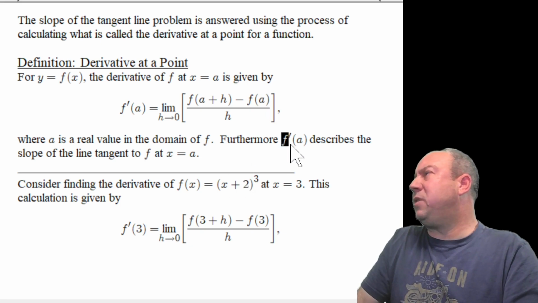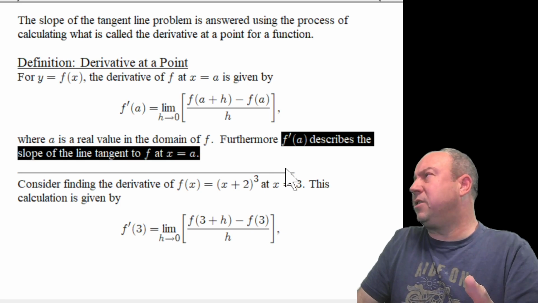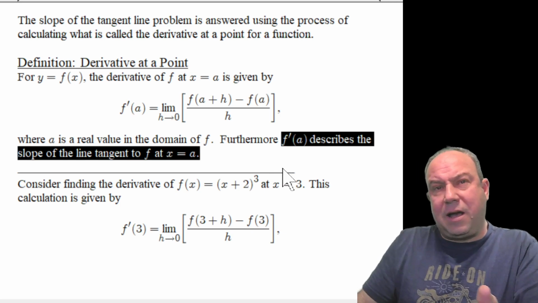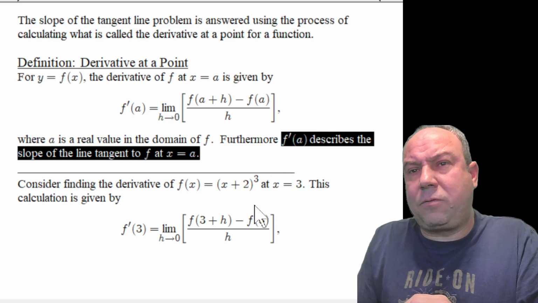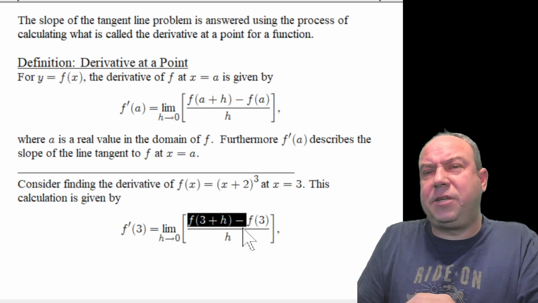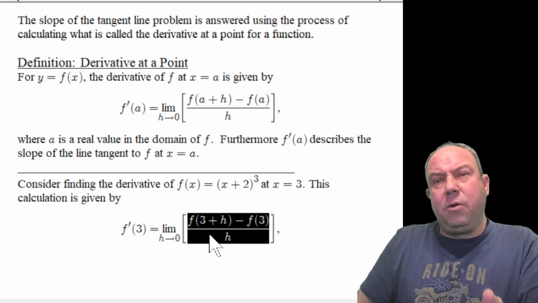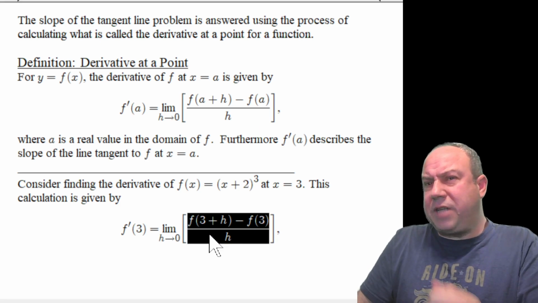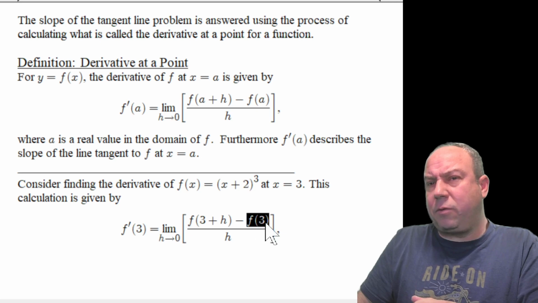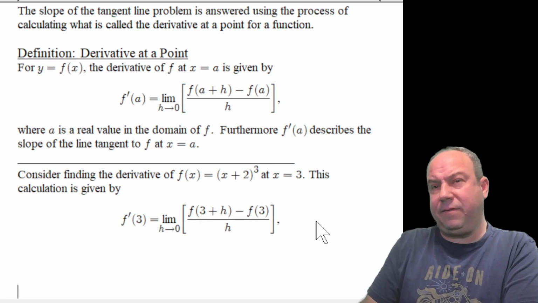And as we noted, that's going to describe the slope of the tangent line for function f at the value of 3. So substituting it in, we produce this result, all divided by h, where we've stated what f of 3 is. We know f of 3 is going to be 125.